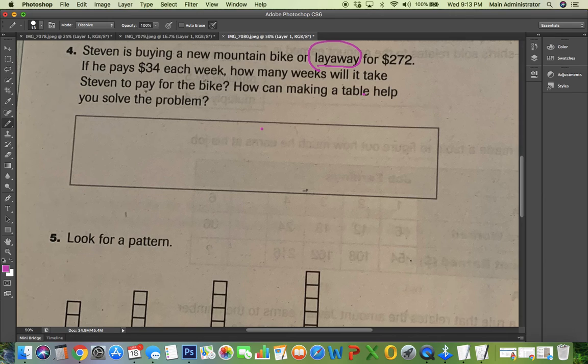So he pays $34 each week. How many weeks will it take Stephen to pay for the bike? All right. How can making a table help you solve the problem? Well, I would love to make a table because that will help me solve the problem.